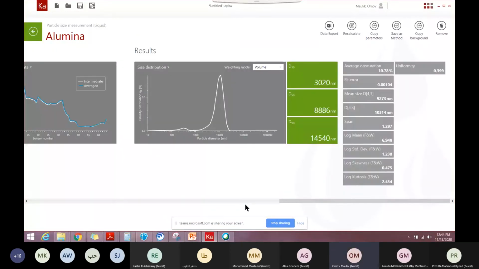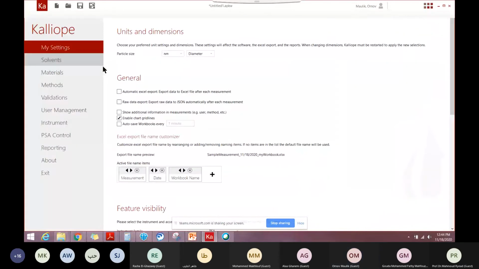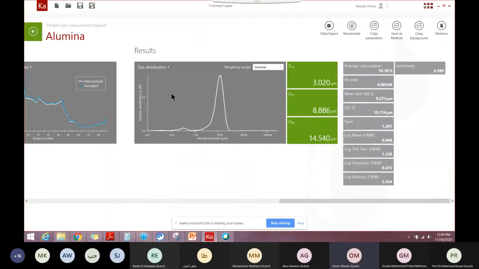So this is the data what you have got. This is the particle size distribution what we have, and you can see over here the particle size ranges from 3 micrometers to 14 micrometers, or you can say 3020 nanometers. You can also change the unit. So you can see the particle size ranges from 3 micrometers to 14 micrometers. And this is how the distribution looks like.